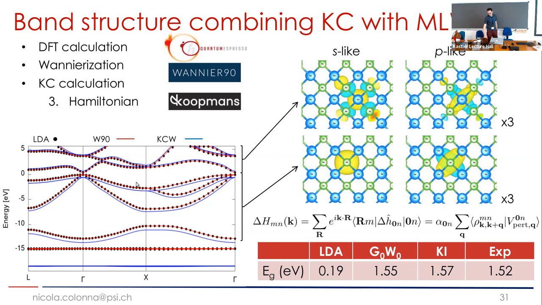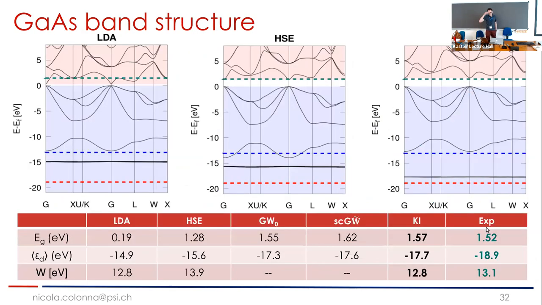From a physical point of view, what happened is that essentially the valence band is pushed downward, the conduction band is pushed upward a bit, and this results in a band gap that is in extremely good agreement with the experiment. Okay, and here I just show you some more examples.